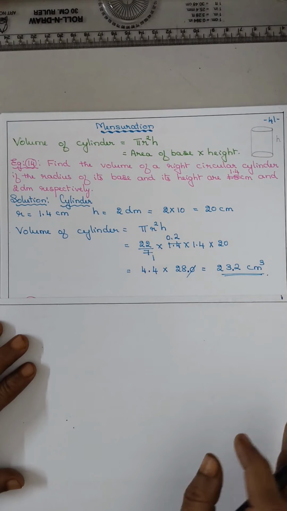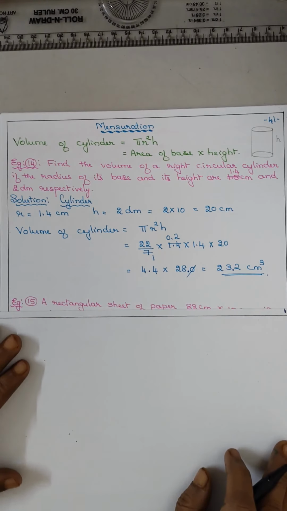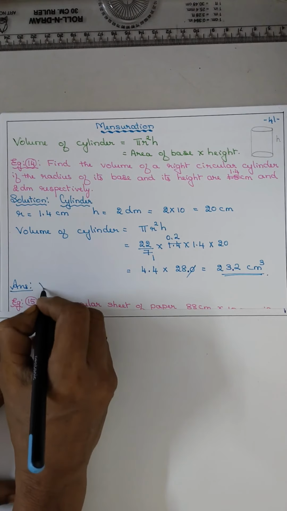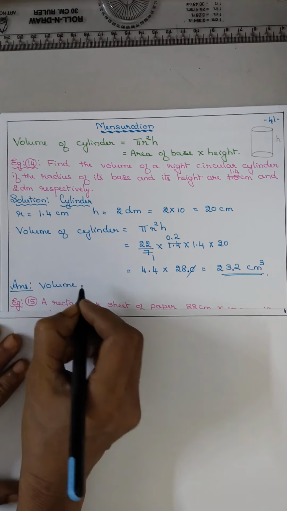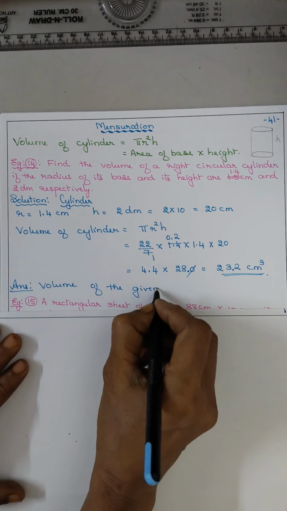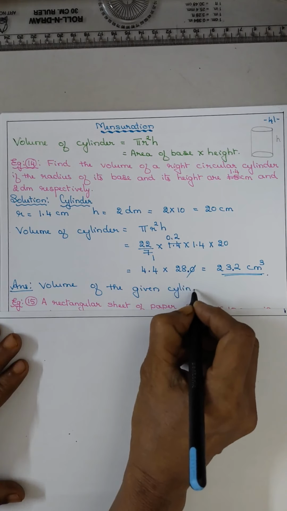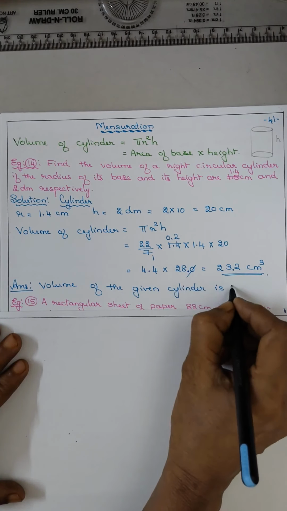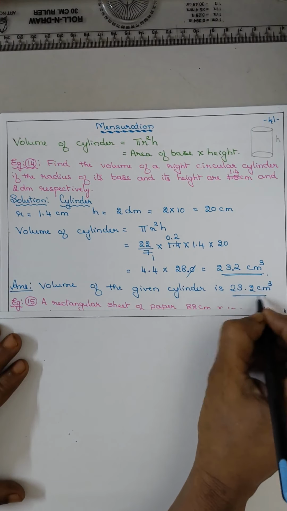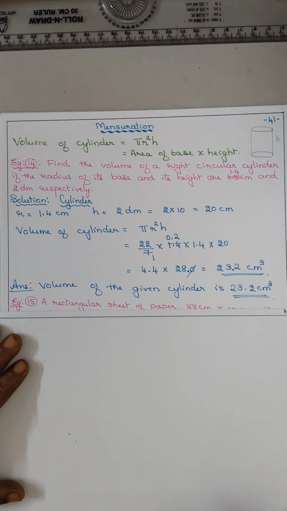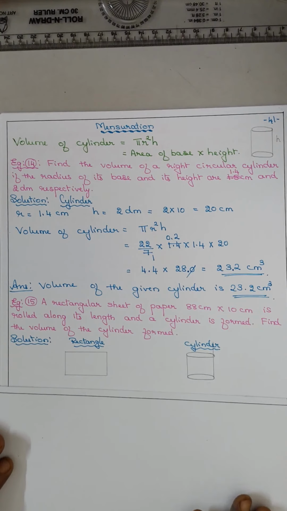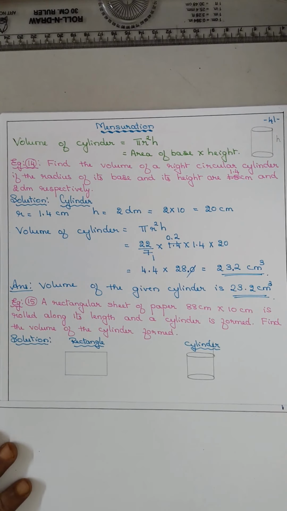So the multiplication part you have to do in the rough work, okay. So answer: the volume of the given cylinder is 23.2 centimeter cube. Only the conversion was there, otherwise it is only to put the formula and then calculation.